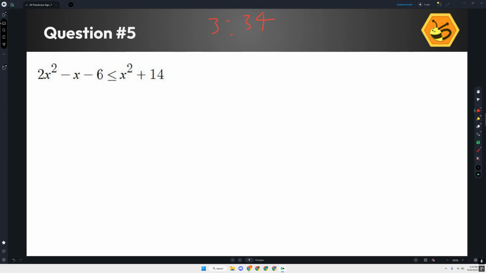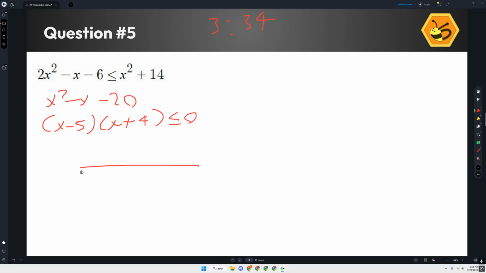So if you factored, you would get x squared minus x minus 20. You would get x minus 5, x plus 4 is less than or equal to 0. We view our sign chart at -4 and 5. If we plugged in 0, we would get negative, positive, and positive, which means our interval would be -4 to 5.